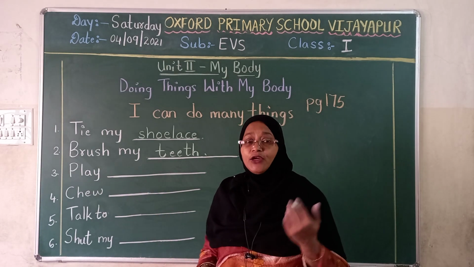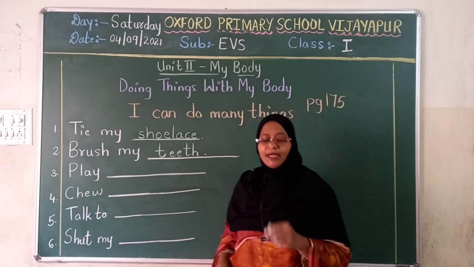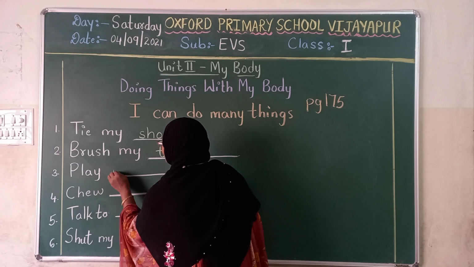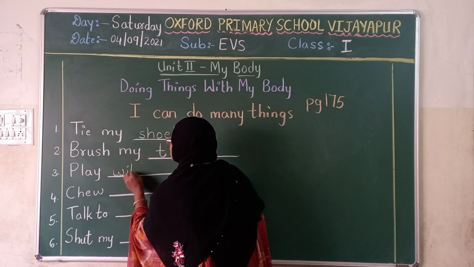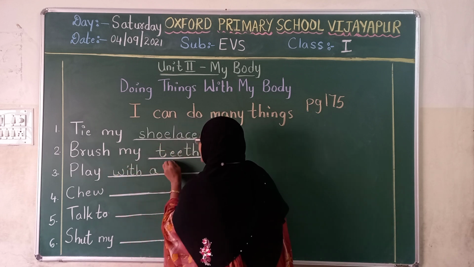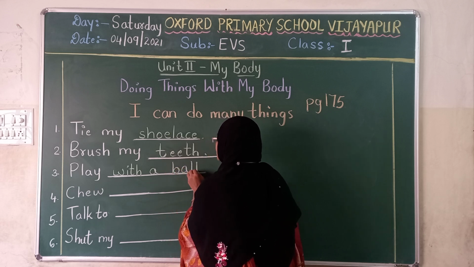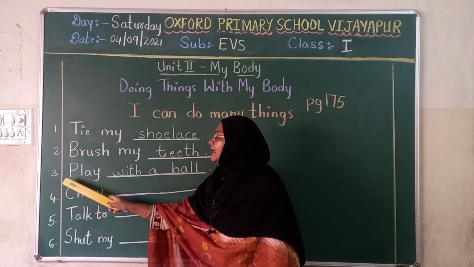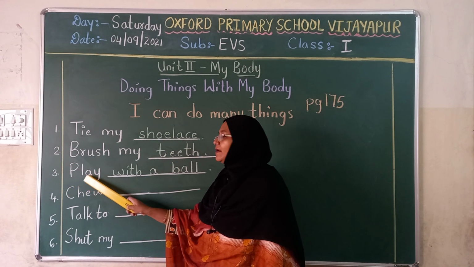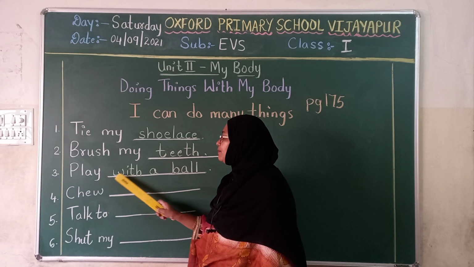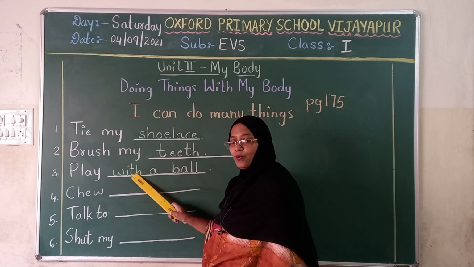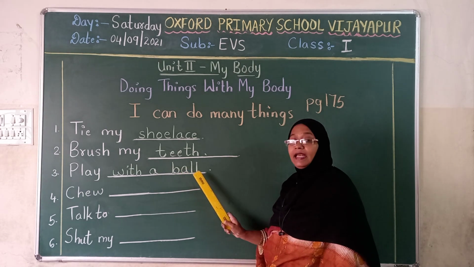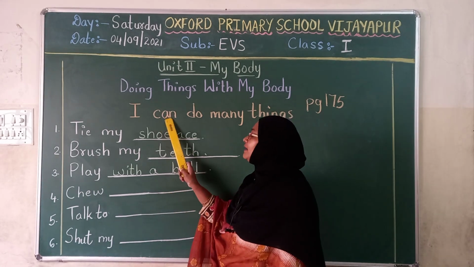The third one is play. Now, can you play by yourself? Yes, you can play by yourself. So, play with a ball. You can play with a ball. So, I can play, P-L-A-Y, play, with, W-I-T-H, with, a ball, B-A-L-L, ball. I can play with a ball.